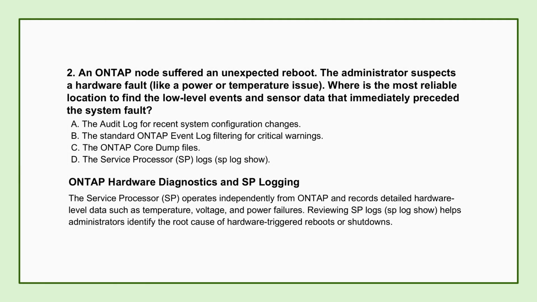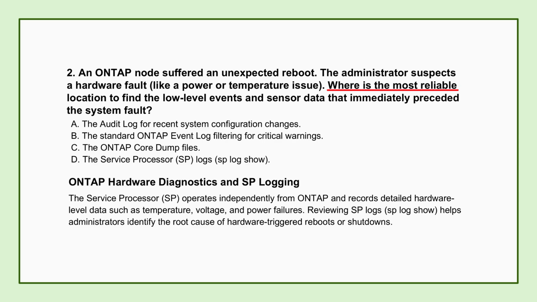Okay, let's go deeper. Hardware level. An unexpected node reboot happens. Right, the scary kind. And you suspect hardware, maybe a power spike, maybe overheating. The main OS, ONTAP, it just dropped. Where do you find the absolute ground truth logs for what happened right before the crash?